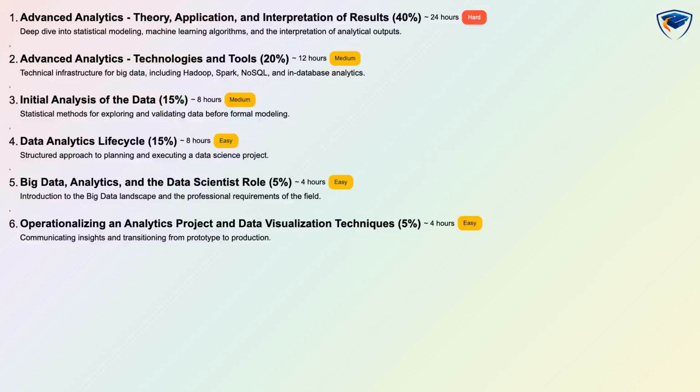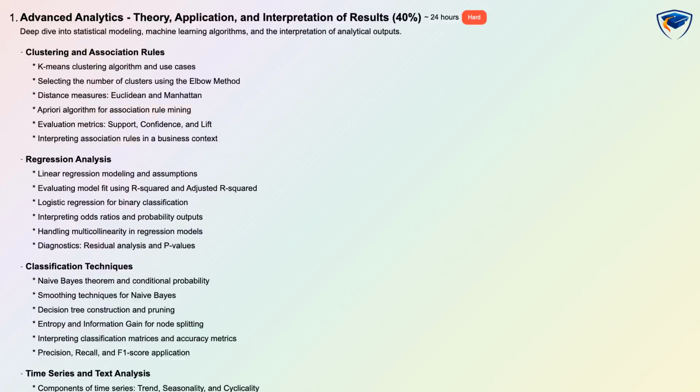Each domain has a mix of conceptual and scenario-based assessment items and recommended study hours. We will summarize what you must know and the key topics to master in each area. Advanced Analytics, Theory, Application, and Interpretation of Results carries 40% of the exam and is labeled hard with an estimated 24 hours of learning and conceptual plus scenario-based assessments.